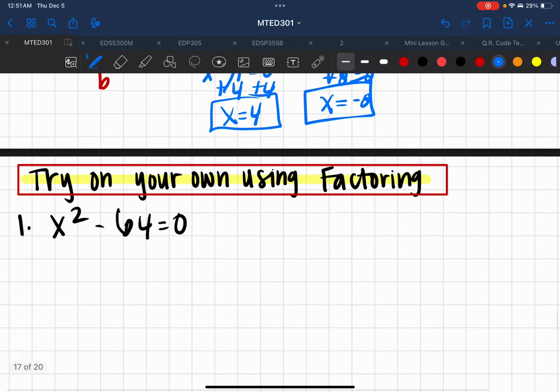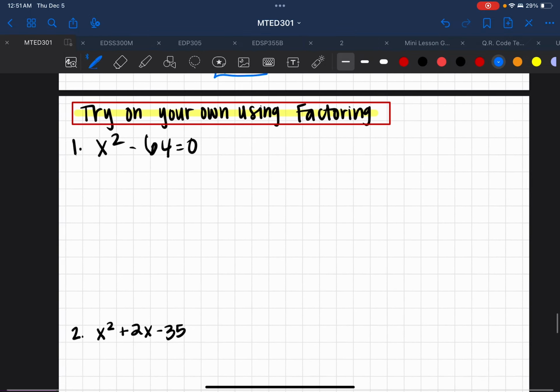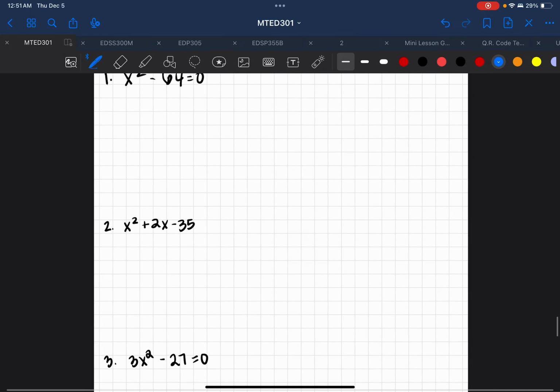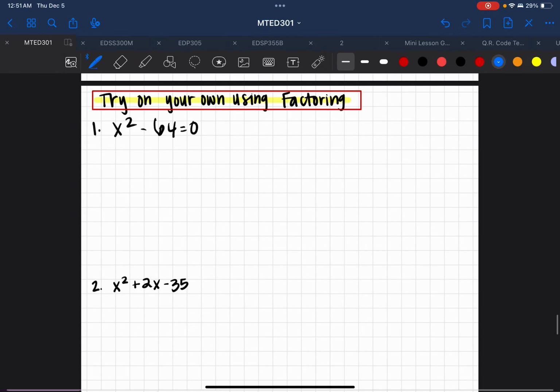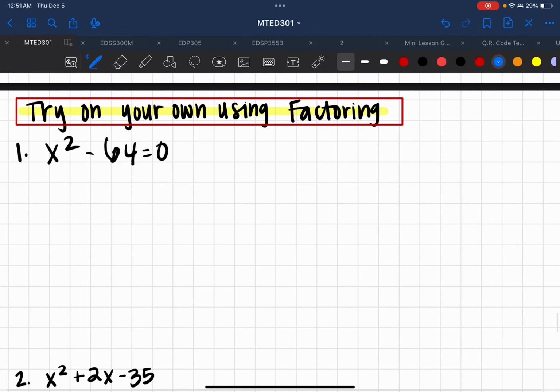So I want you guys to take a minute. I have 3 problems here that I want you guys to try on your own. Okay? So for this first one, when you tried this, I hope that you recognized the difference of squares, because off the bat, we're seeing the subtraction and we're recognizing that 64 is a perfect square. We know when doing the difference of squares, it's just going to be the square root of 64, which is 8. So we know we're going to have x minus 8 and x plus 8 equals 0.